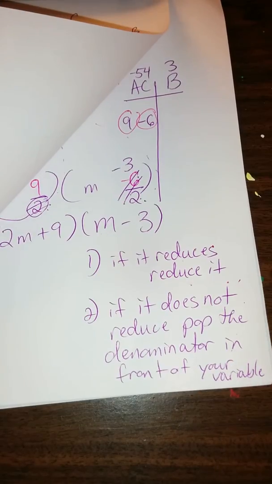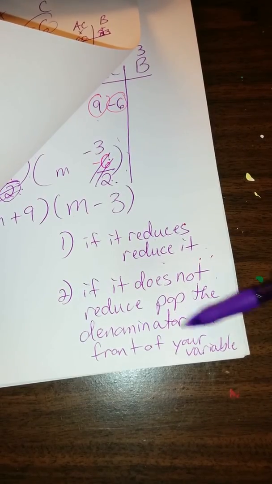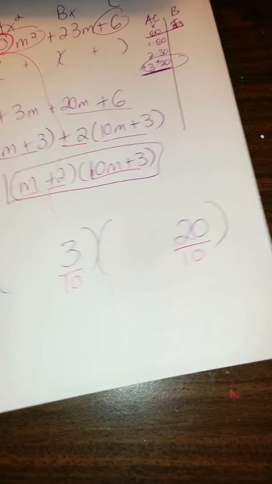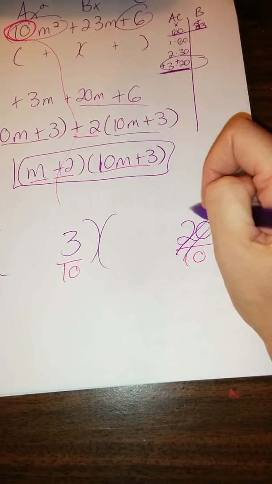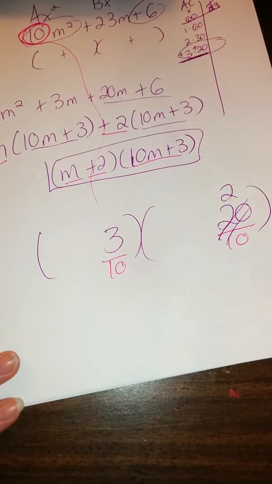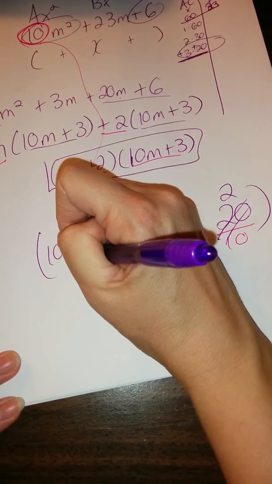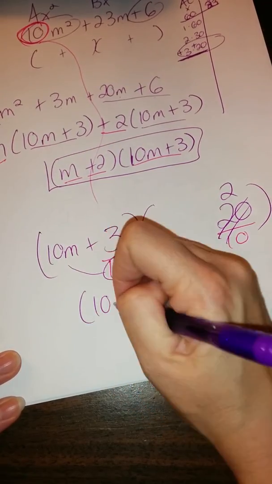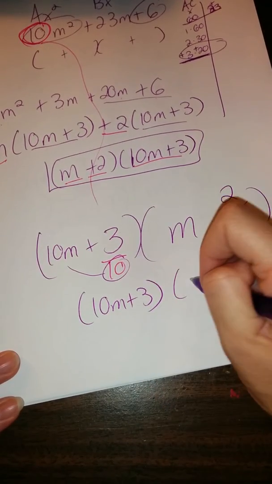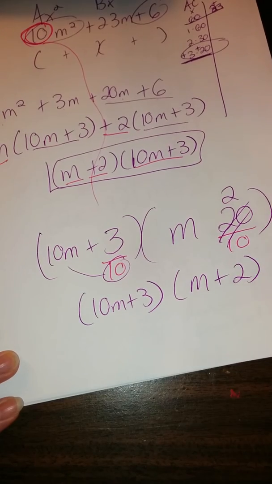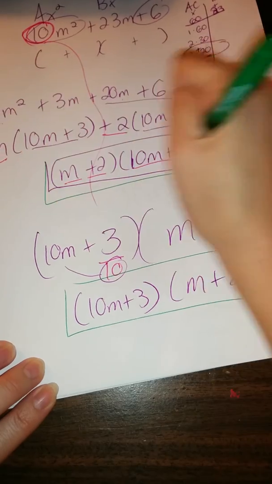Going back one more time to our rules: if it reduces, reduce it. If it does not reduce, pop the denominator in front of your variable. Just the rules of our nice little shortcut game. 20 over 10 reduces to 2. 3 over 10 does not reduce, so this 10 is going to pop up and come in front. So I've got 10m plus 3, and I have our other one, which is m plus 2. And yes, as we say in mathematics, oh, would you look at that?